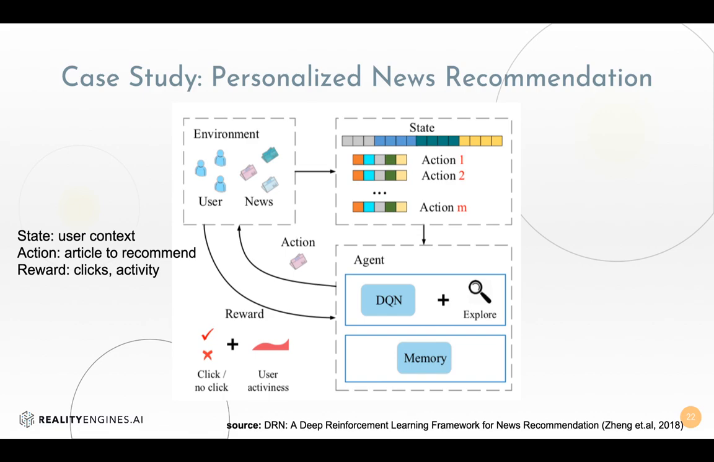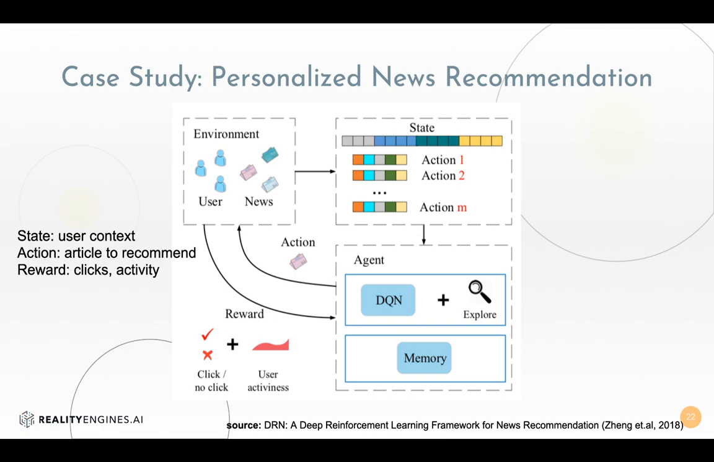Here's another case study involving a completely different kind of example. This is based on a paper called Deep Reinforcement Learning Framework for News Recommendation, where the authors have a certain news recommendation site and they want to build an agent that figures out which news articles to recommend to users. So in this case, the state is the user context. You receive a user profile and a user history, and based on that, you want to figure out which action to take, meaning which articles are best to recommend.